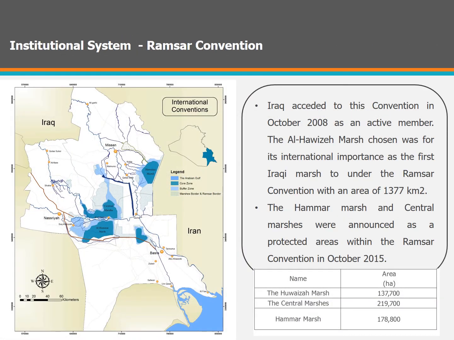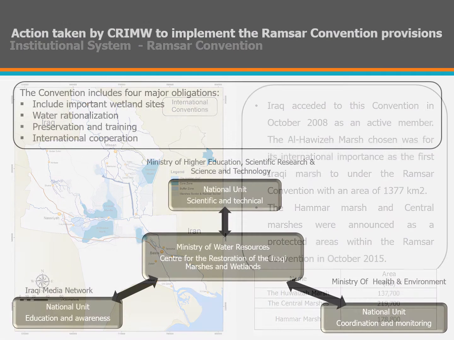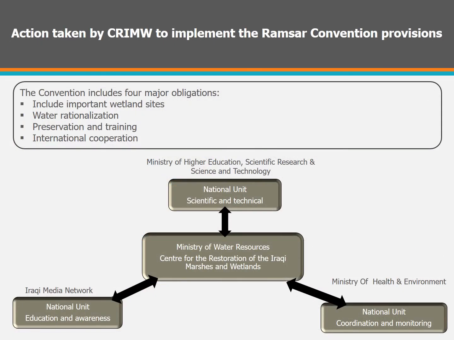Carrying out duties under the Ramsar Convention is an important institutional component of the marshlands. 3 of the marshes have been designated as protected areas: the Haweza, Hammar, and Central Marshes. CRIMW has a central role to play in carrying out Ramsar obligations listed on the slide. It coordinates the activities mentioned with the other entities indicated: the Iraqi Media Network, the Ministry of Higher Education, and the Ministry of Health and Environment.